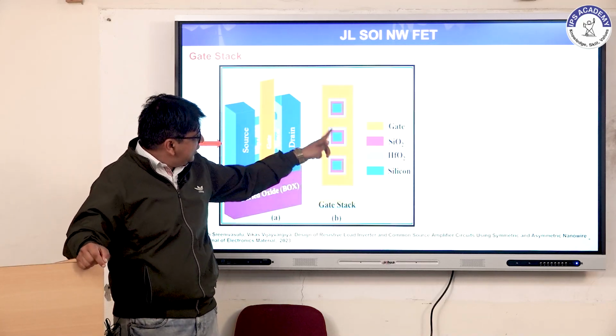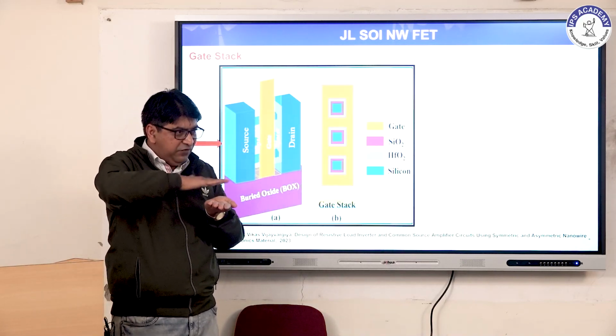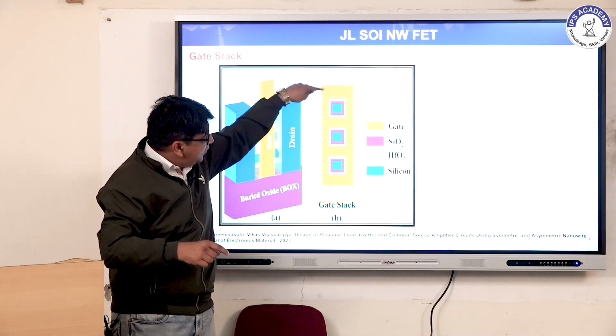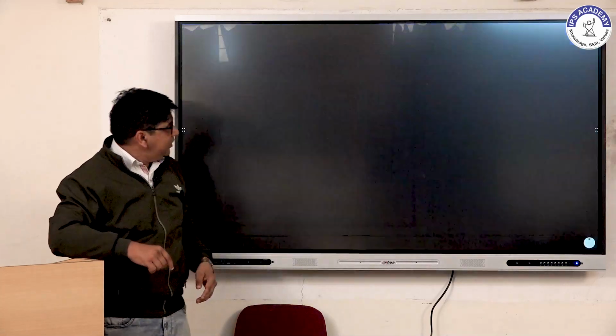These 3 stacks we use. This is one stack, meaning 3 fins we have used, but surrounding them we are putting the gate. You can see the color, surrounding gates are there. Okay, come to the next slide.